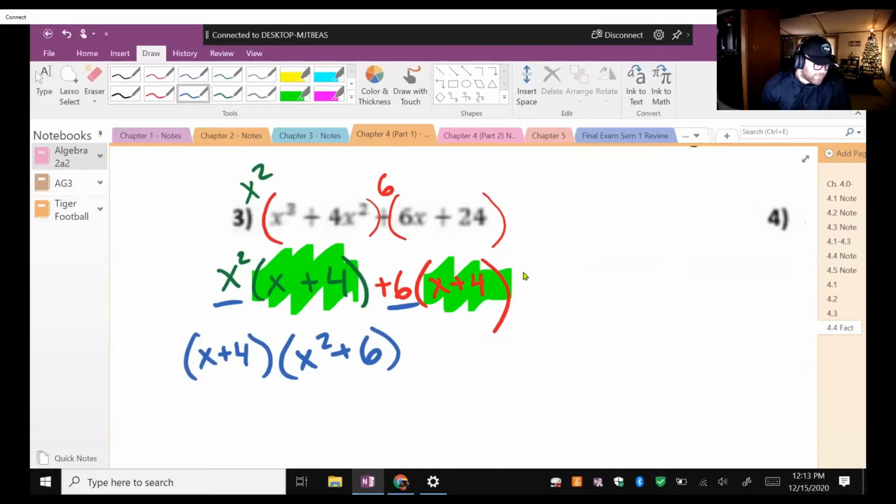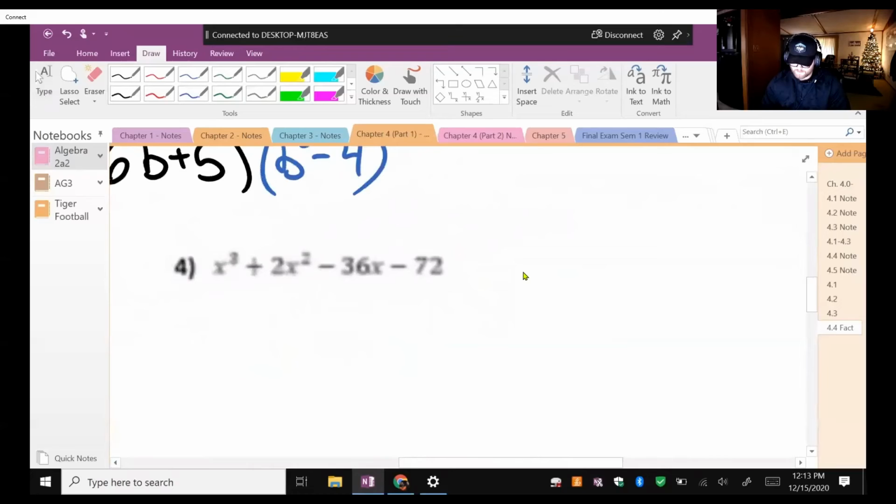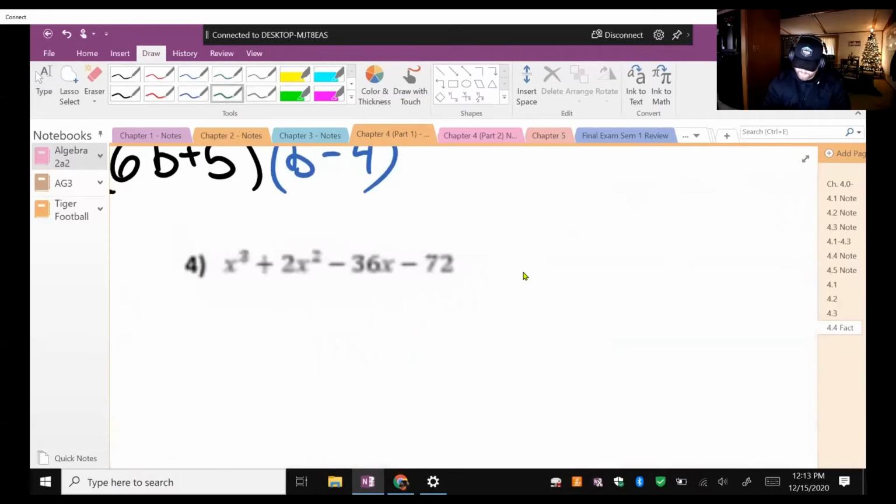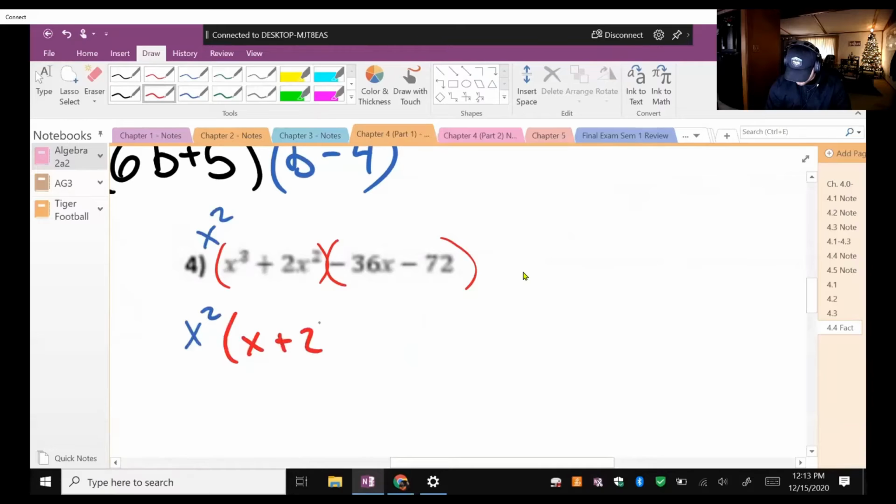All right, now let's see what happens when we get 3 binomials, 3 factors left over, like at number 4. Watch this. Okay, it's the same process. Group the first 2, group the last 2. What can I factor out of the x cubed plus 2x squared? I can factor out an x squared. So we have x squared on the outside. What are we left with on the inside? X plus 2. Okay, now I want to get x plus 2. I want to turn this into x plus 2. So what do I got to factor out?